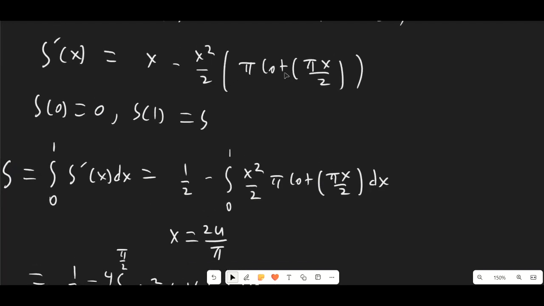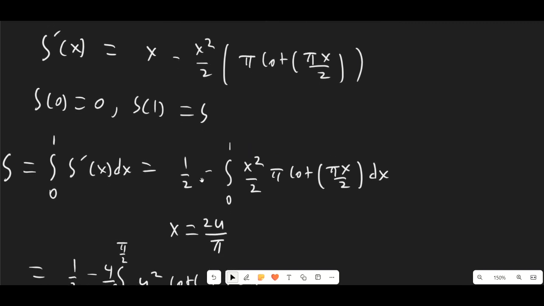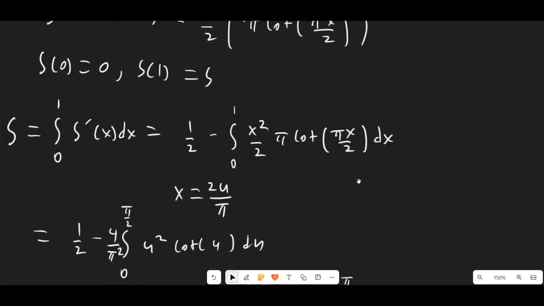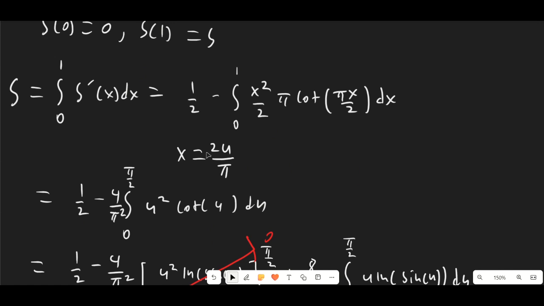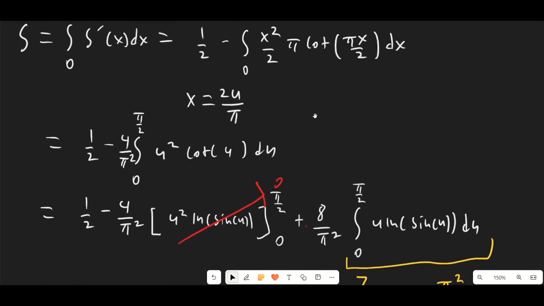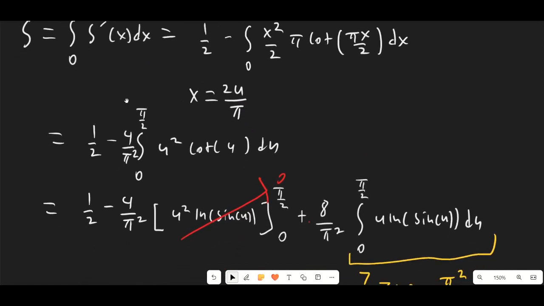So now we just have to integrate this function from 0 to 1. And that's relatively straightforward. This first term just becomes 1/2, and then we subtract the integral from 0 to 1 of x squared over 2 times pi times cotangent pi x over 2 dx. Then we substitute x equals 2u over pi, and we get this right here, and now everything looks pretty nice. We have u squared cotangent of u du, and we're integrating from 0 to pi over 2.